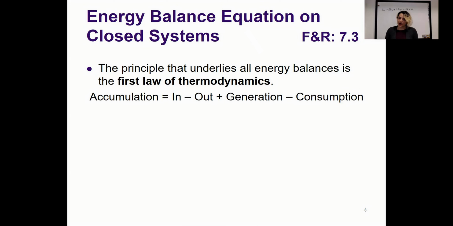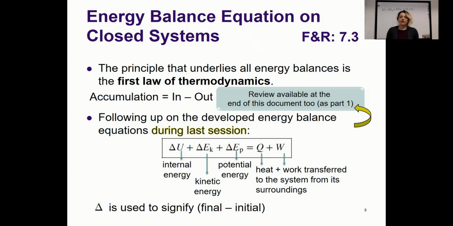Let's look at the energy balance equation. The accumulation is equal to whatever comes in minus out, plus generation minus consumption. When we talk about the energy balance, we can't generate or destroy energy. Because of that, the generation and consumption terms are going to be zero. Delta means the change, the final minus the initial. So delta U, the internal energy, plus delta EK, the kinetic energy, plus delta EP, the potential energy, is equal to Q plus W.